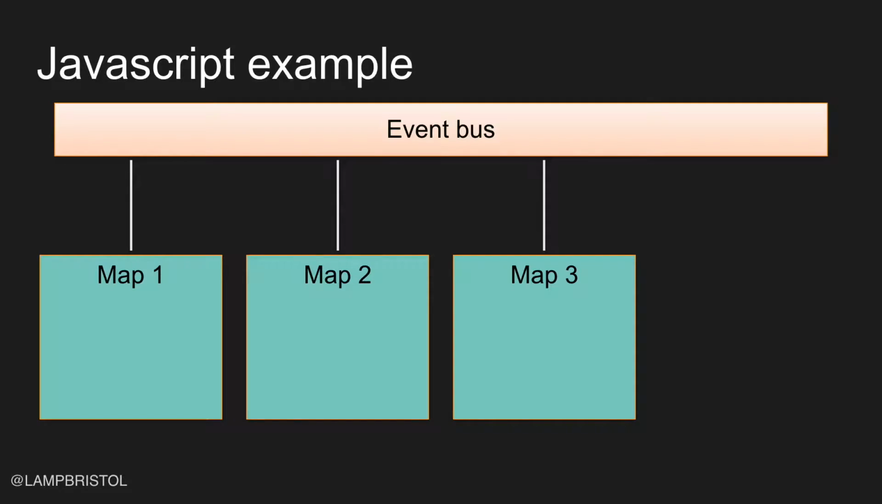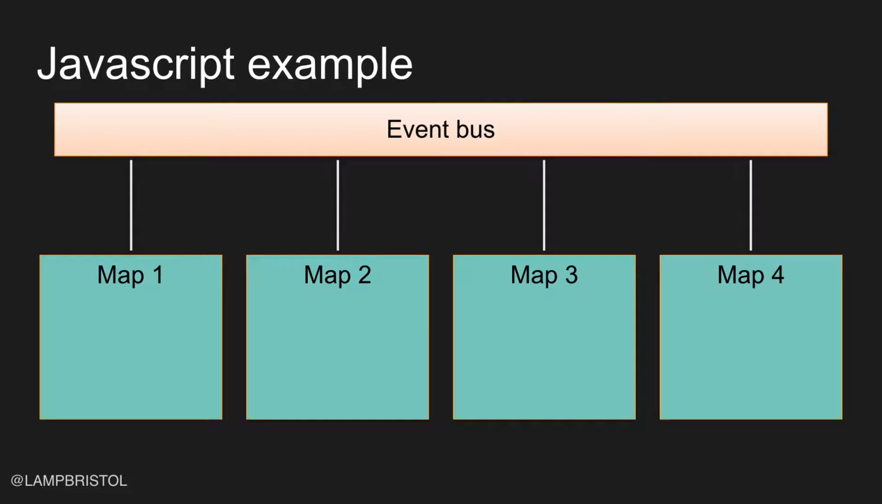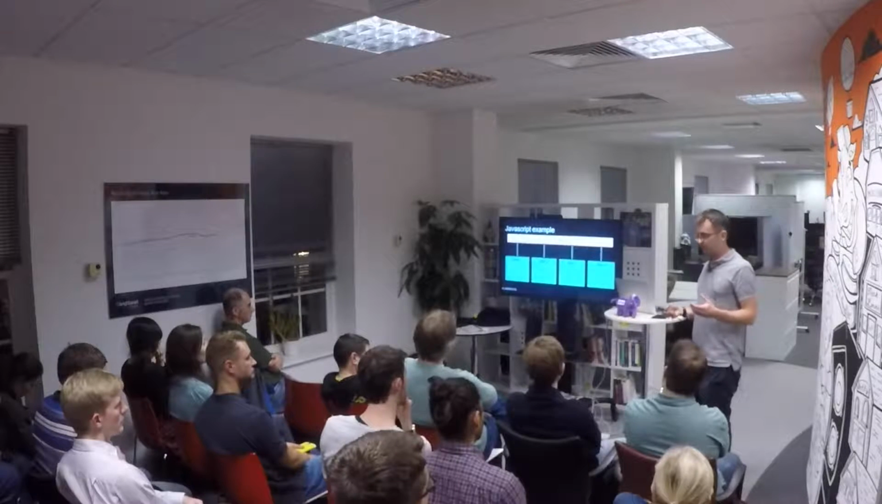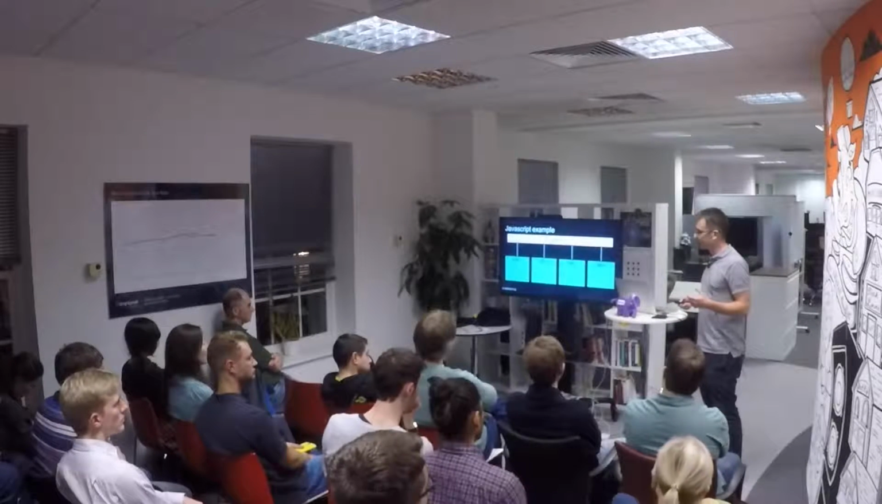And of course, it didn't really matter how many maps you could have. You could easily have a 4th map on there as well, or any number of maps. So that was quite a neat use case of events.